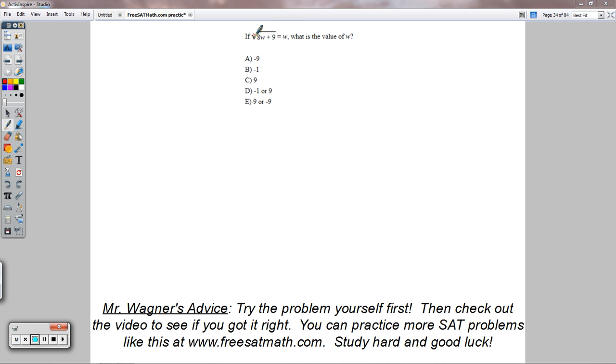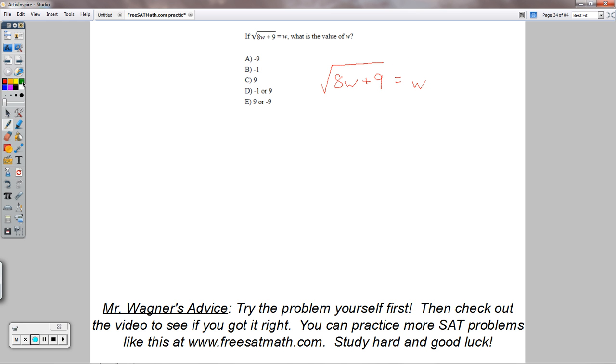It says, if the square root of this whole quantity, 8w plus 9, equals w, what is the value of w? So this seems like a pretty basic, pretty standard algebra type of question. I'm going to rewrite it out here so I have a little more room to work with it.